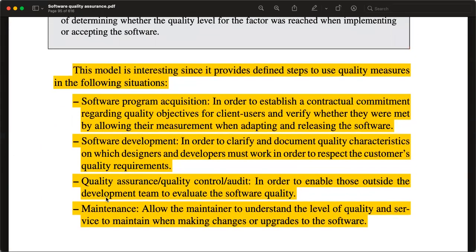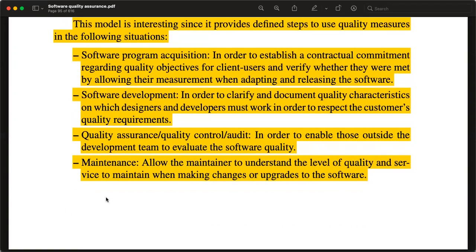The model is interesting since it provides a defined step to use quality measures in the following situations. So what are the situations? Software program acquisition, in order to establish a contractual commitment regarding quality objectives for client users and verify whether they were met by allowing their measurement when adapting and releasing the software. Software development, in order to clarify and document quality characteristics on which designers and developers must work in order to respect the customers' quality requirements.